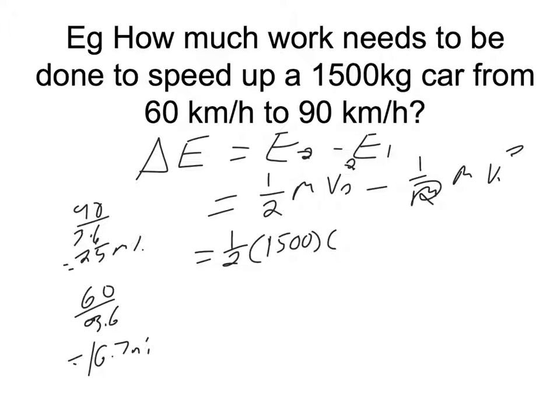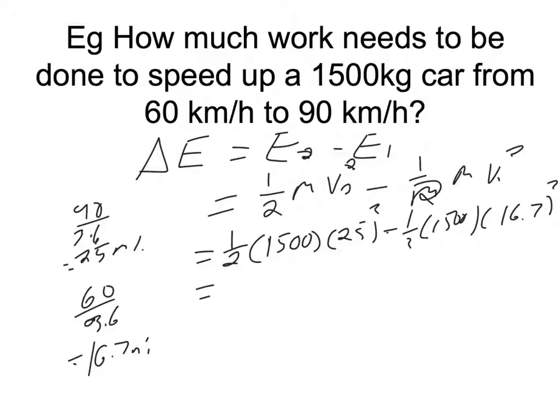1500 times V2, which is 25 squared, minus a half of 1500 times 16.7 squared, which if you throw through your calculator, 0.5 times 1500 times 25 squared minus 0.5 times 1500 times 16.7 squared equals a ridiculously large number because I made a mistake. 0.5 times 1500 times 25 squared is 468,750.